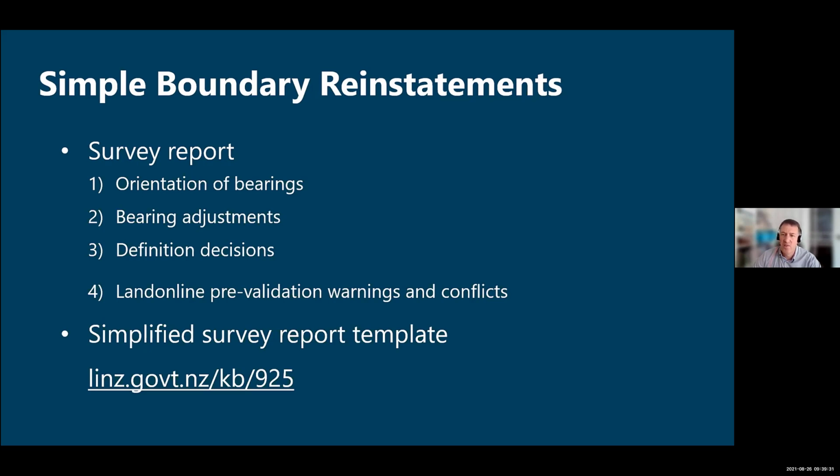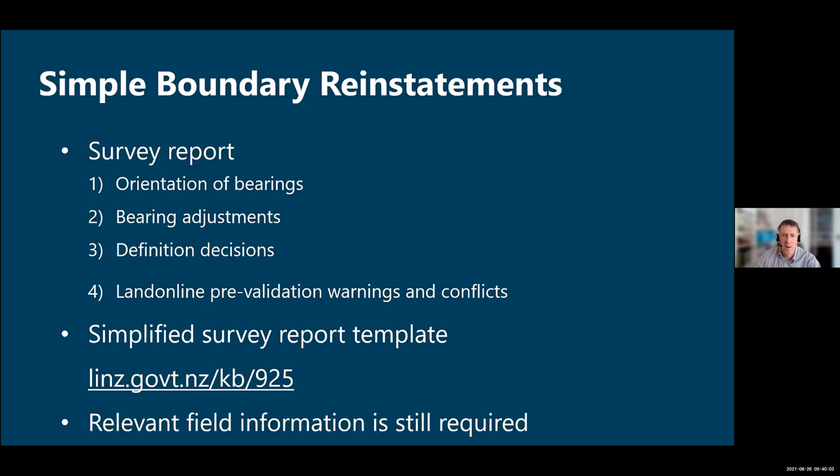We've created a new survey report template in Word specifically for simple boundary reinstatements. The fields to be populated are considerably less than the full version. Now you can still use the Landonline electronic survey report. However, there'll be many fields that are irrelevant. And if you want to get a copy of that survey report template for simple boundary reinstatement CSDs, it's available from Knowledge Base Article 925. And as with any CSD that records field information, all relevant field information must be included.